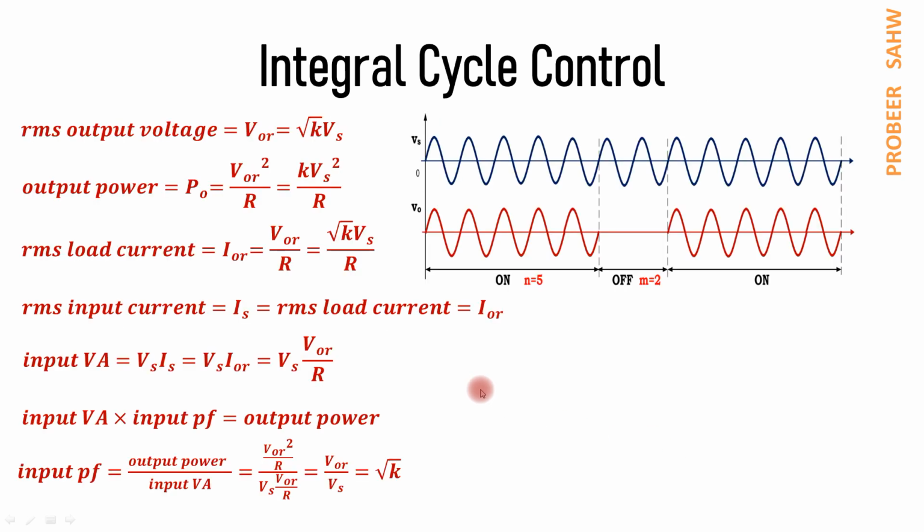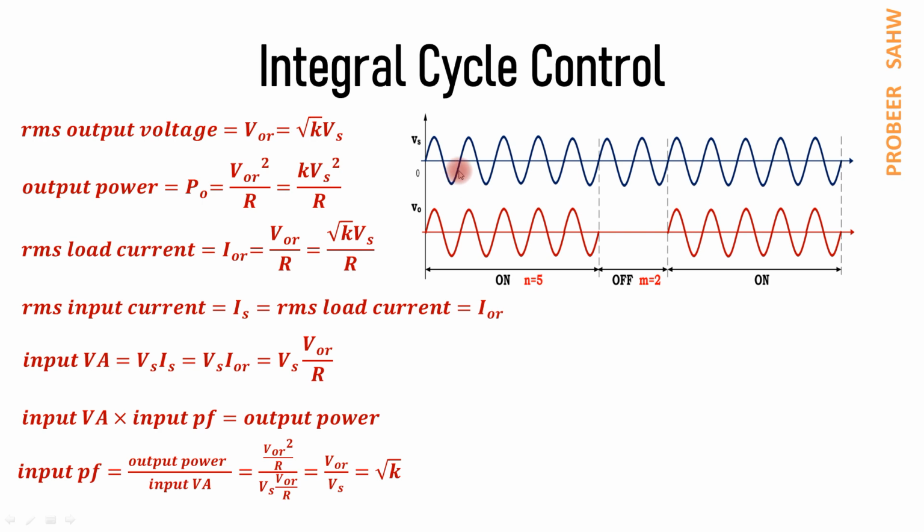So far we have found these parameters: RMS output voltage, output power, RMS load current, RMS input current, input VA and input power factor. Now we are interested in some other parameters, which are the thyristor currents, both average value and RMS value. We can have a look at this output voltage waveform of AC voltage controller for integral cycle control. You can see that one set of thyristor will be working for only pi radians. For this complete cycle, thyristors T1 and T2 will work, out of which T1 will work for only positive supply. So whenever positive supply is there, T1 will be active. Whenever negative supply is there, T2 will be active.